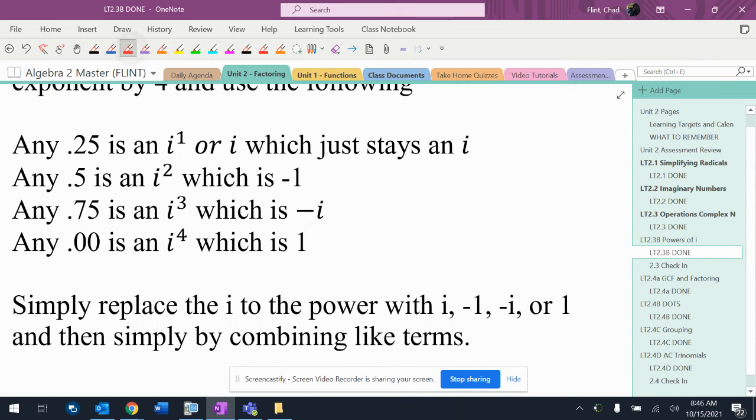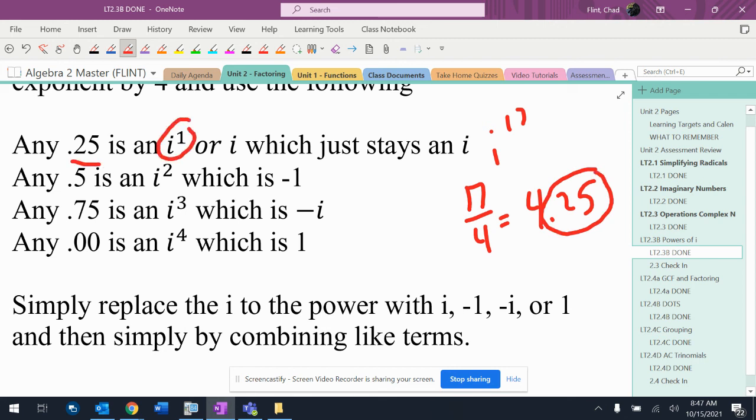So if the exponent, for example, is i to the 17th, you do 17 divided by 4, and you're going to get a number. In this case, you'd get 4.25. All we care about is the decimal. A 0.25 means it's an i to the first. A 0.5 means it's an i to the second. A 0.75 means it's an i to the third, and a 0.00 means it's an i to the fourth.